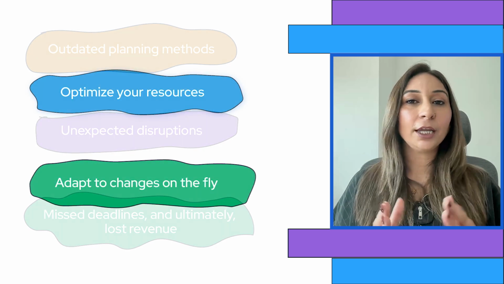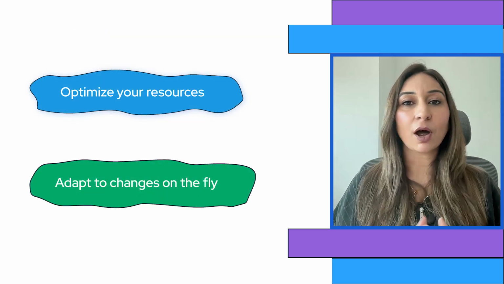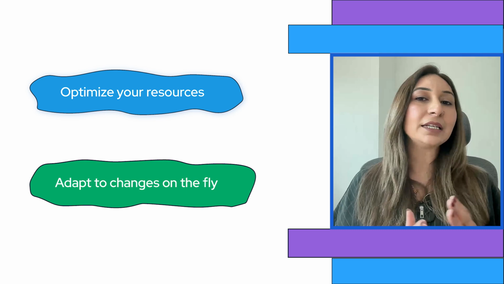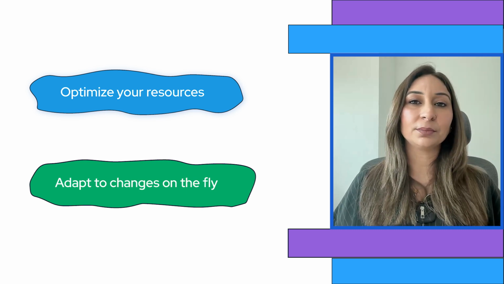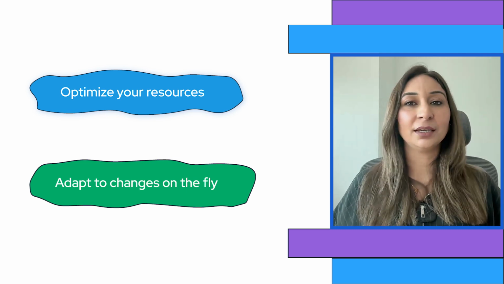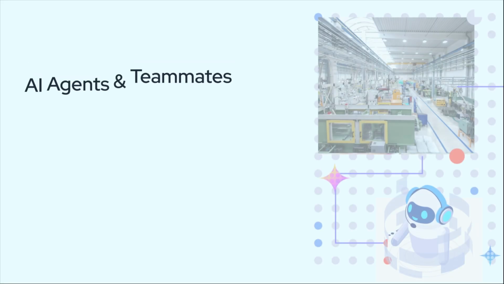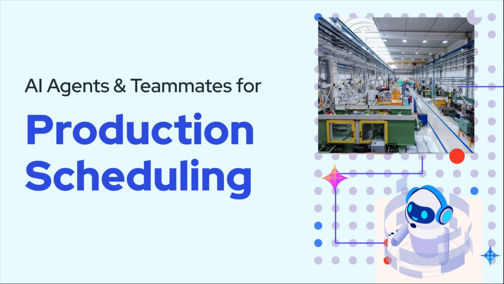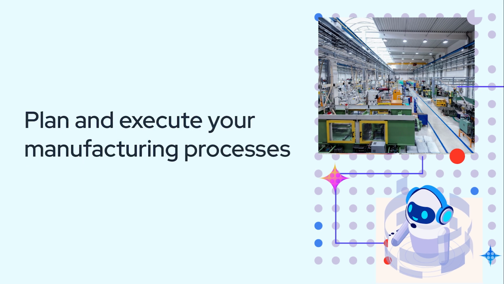But what if you could predict those disruptions, optimize your resources, and adapt to changes on the fly? Well, now you can. The Akira AI platform has just launched Agentic AI Production Scheduling, a revolutionary system that uses AI agents to completely transform how you plan and execute your manufacturing processes.